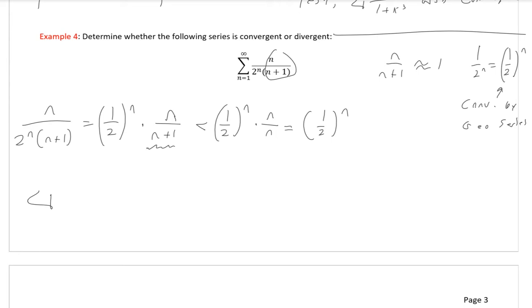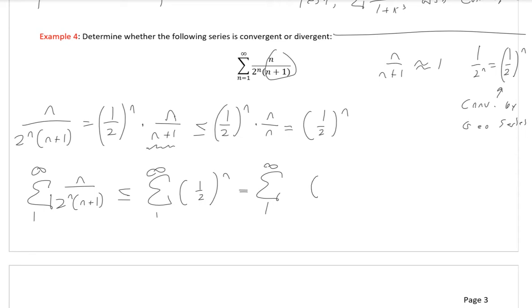So then we have that the sum from 1 to infinity of n over 2 to the n times n plus 1, we've shown that this is less than or equal to the sum of 1/2 to the n power from 1 to infinity. Now if you note, this isn't a perfect geometric series, but we can make it one if that trips you up.